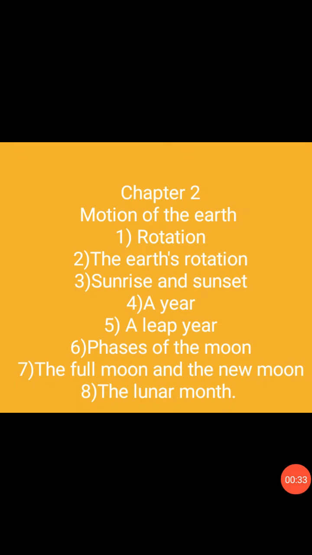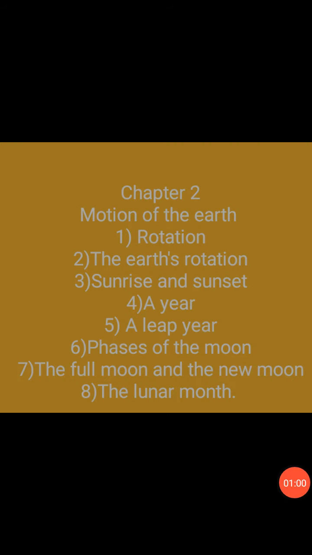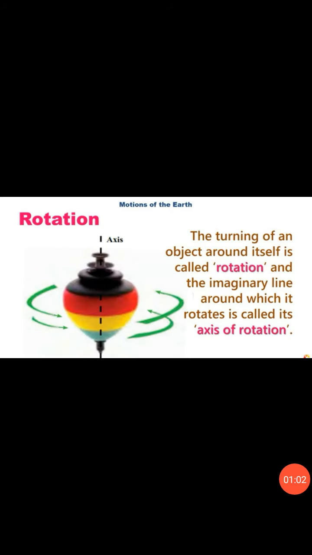The first point is rotation, the Earth's rotation, sunrise and sunset, a year, a leap year, phases of the moon, the full moon and the new moon. The last point is the lunar month. So students, let's start our second chapter, Motions of the Earth. Our first topic is rotation.